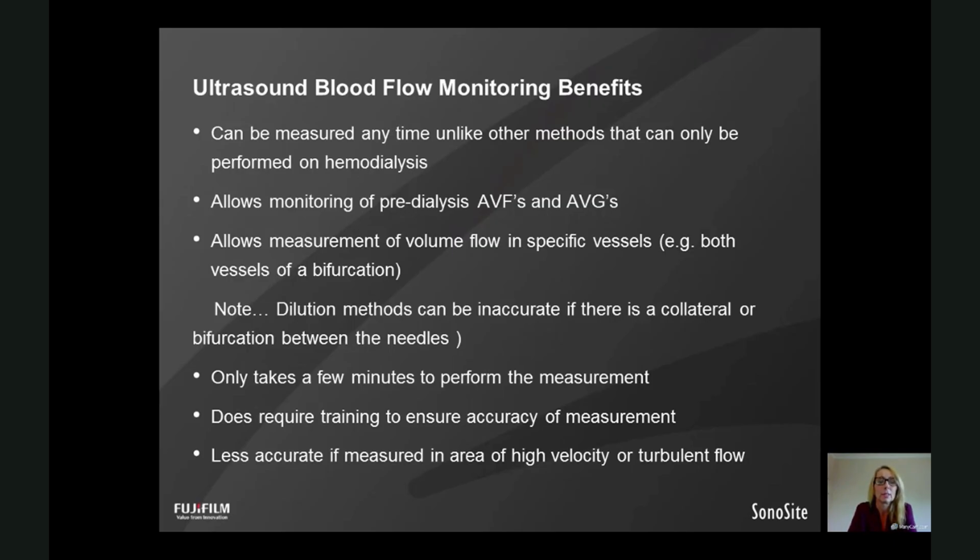And they're less accurate if they're measured in an area of high velocity or turbulent flow. So it is a measurement, so we do need to be cautious that we get the best measurement that we can get when we make our calculations.